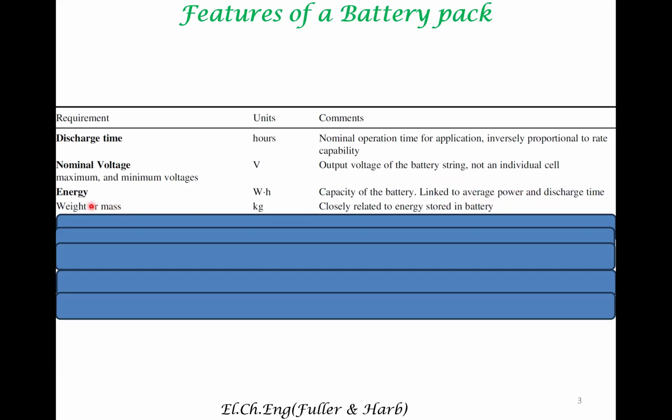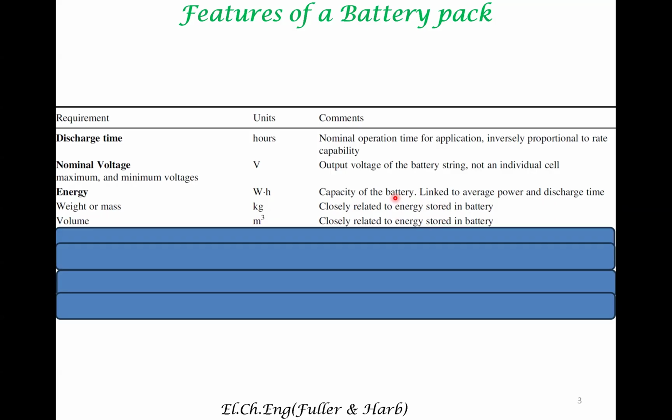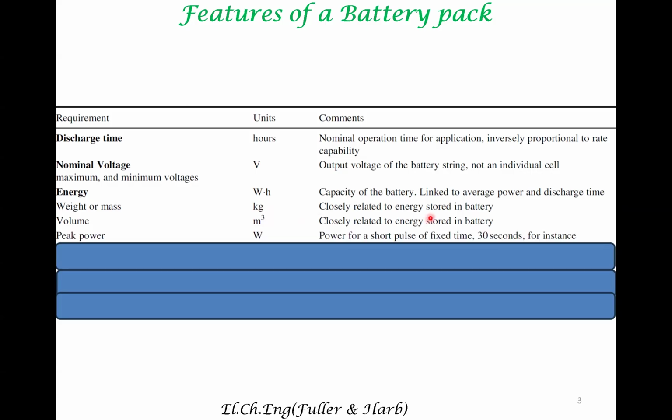The weight or the mass of a battery is specified in kgs. This is very critical when it comes to transportation batteries, the batteries that are used in electric vehicles and so on. So you want them to be light. So this is an important feature. This is related to not only the battery chemistry, it is also correlated to energy stored in a battery. Volume of a battery is specified in meter cubed. It's closely related to the energy stored in a battery.